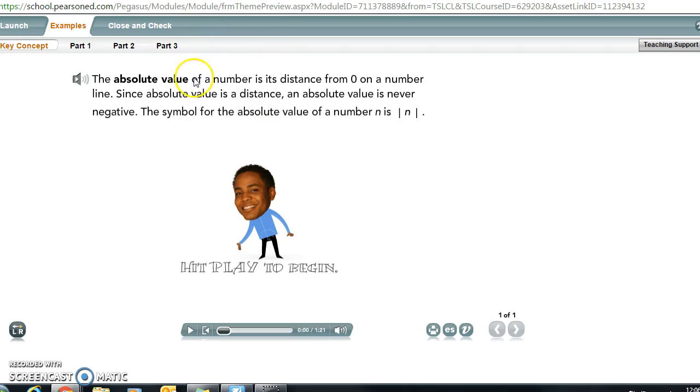So, the absolute value of a number is its distance from 0 on a number line. Since absolute value is a distance, an absolute value is never negative. So remember that absolute value is always positive. The symbol for the absolute value of a number is this. Anytime you see these two parallel lines with a number or a letter in it, that means absolute value.